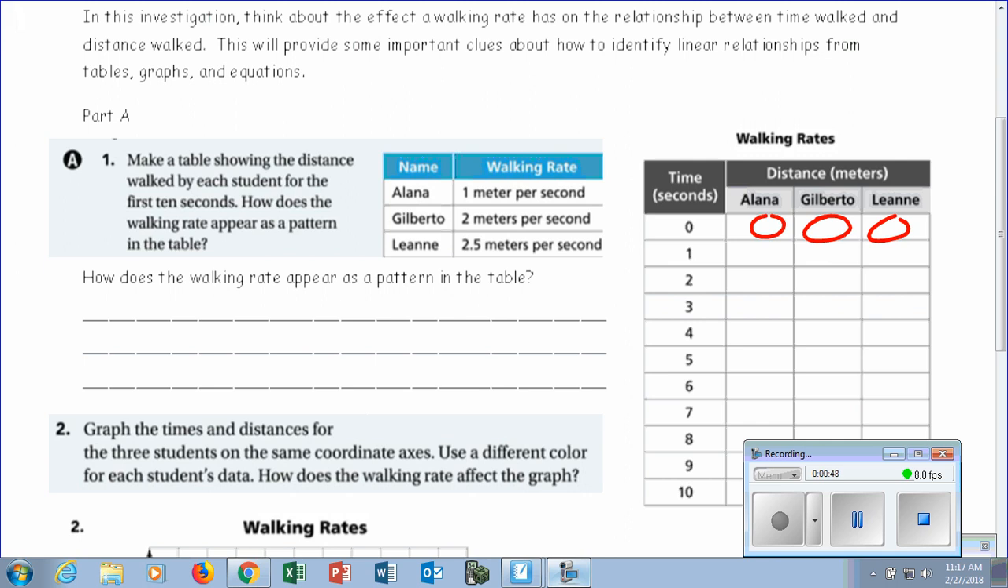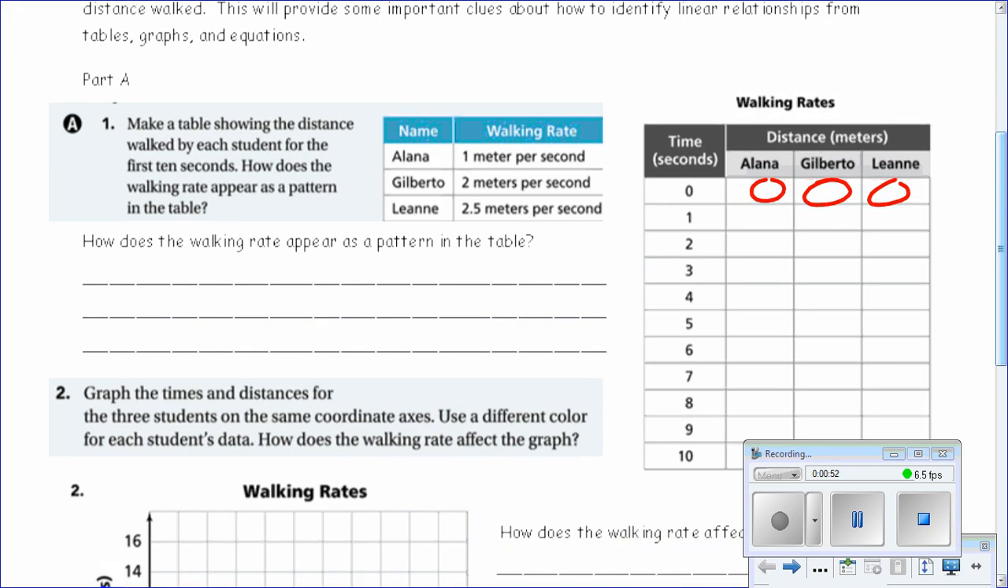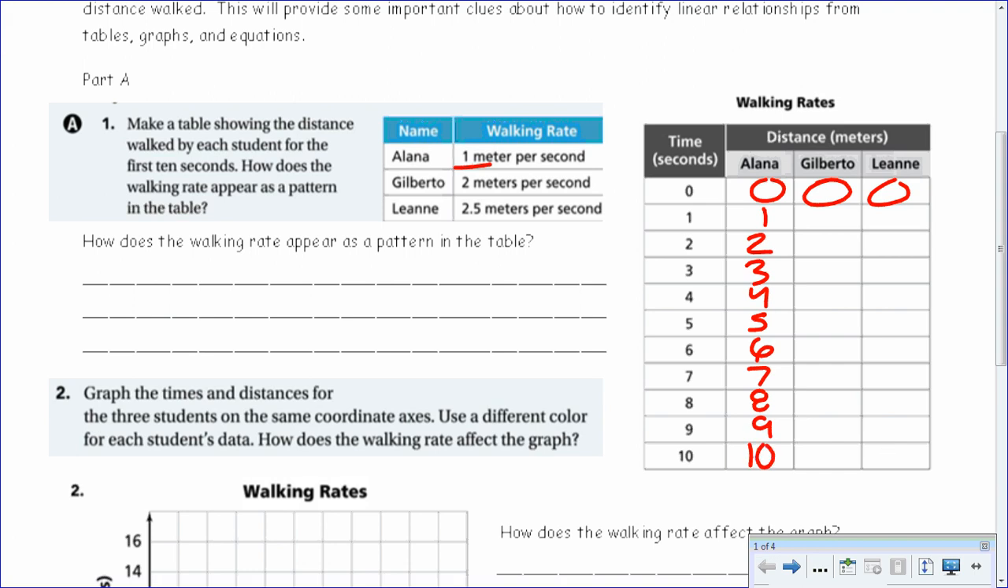We can go on to Elena to see that at 1 second, what's the distance that Elena's walking? Well, we know that her walking rate is 1 meter per second. So in 1 second, she's going to be walking 1 meter. And then so on. In 2 seconds, she's going to be walking 2 meters, and so on from there: 3, 4, 5, 6, 7, 8, 9, 10. At 10 seconds, she's going to walk 10 meters because she walks 1 meter per second.